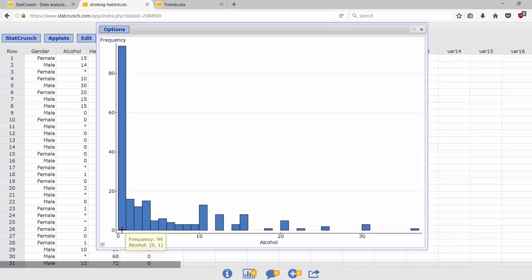Okay, so here, because it says frequency closed interval 0 and then 1 has parentheses, 94 people don't take any alcohol at all, right? Okay, and then it goes like this. Everybody good? Okay, everybody good?